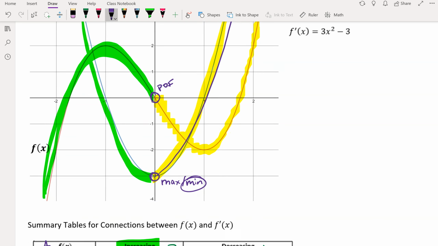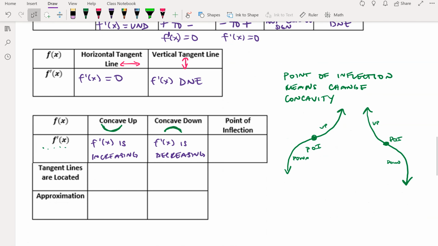So the derivative graph, if f of x has a point of inflection, the derivative graph, f prime of x, has a max or a min. Sweet. All right, and then I'll draw my little points of inflection here. That happens right where you switch concavity. Okay, let's go to where tangent lines are located.